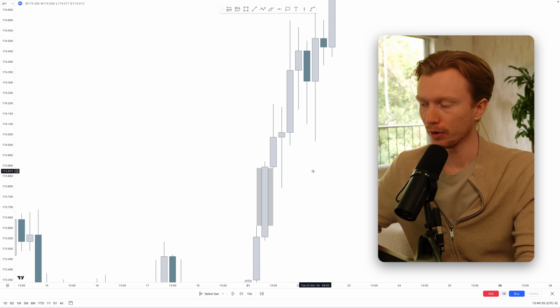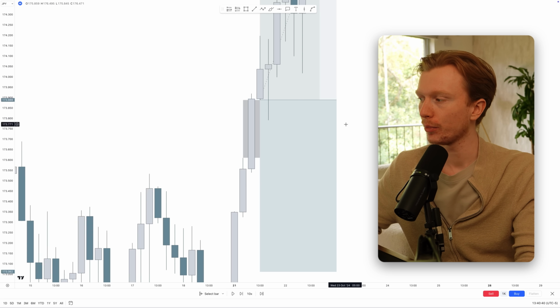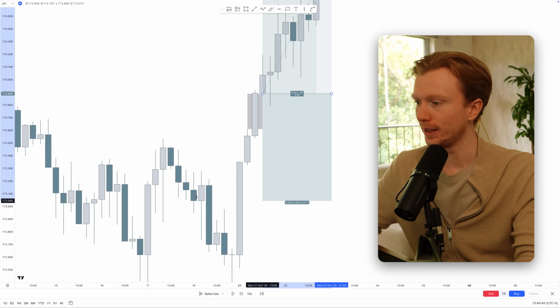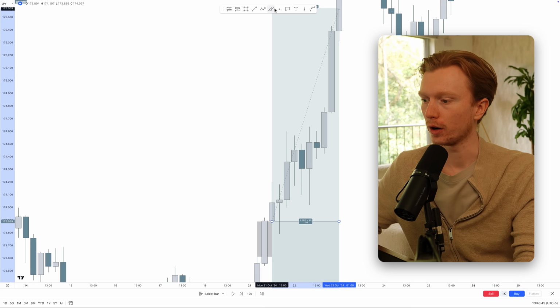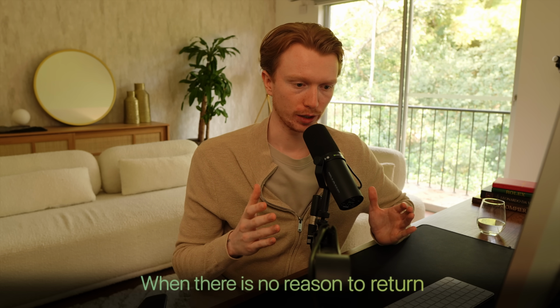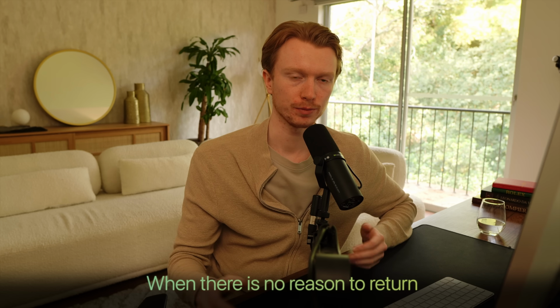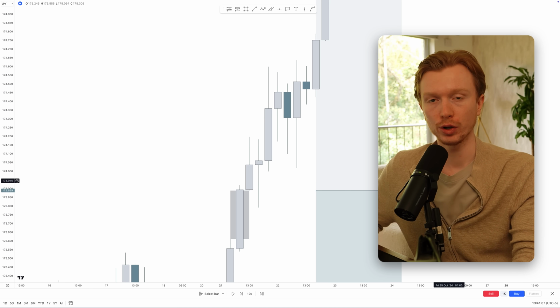Now for this example, let's say right here, we enter from this 4-hour fair value gap. We had our stop loss at this level right there, targeting overall a 1 to 2 RR. Now, when do we go break even at this moment in time? We go break even with one single statement, when there's no reason to return. And to understand that statement, you have to understand what price action wants to do.